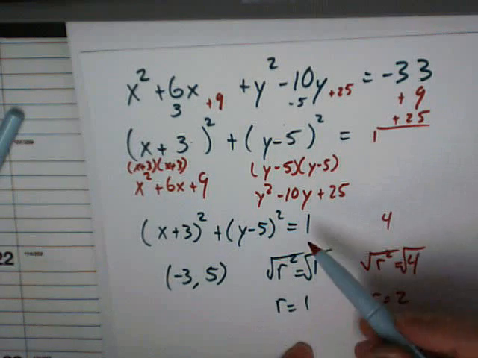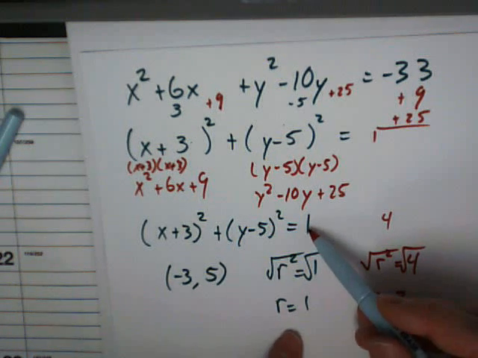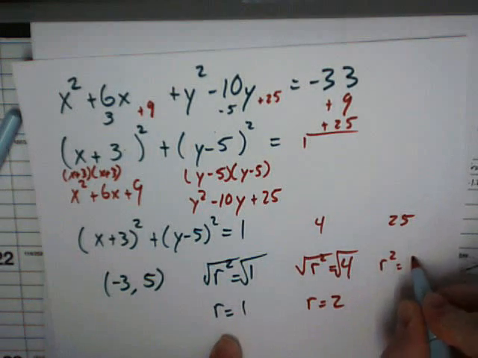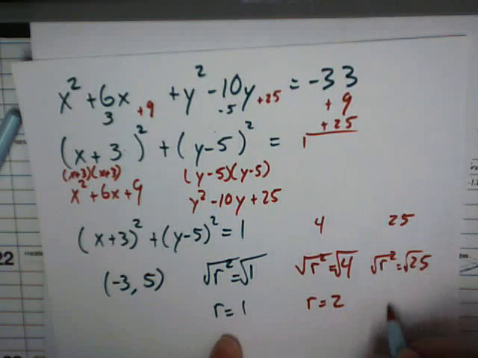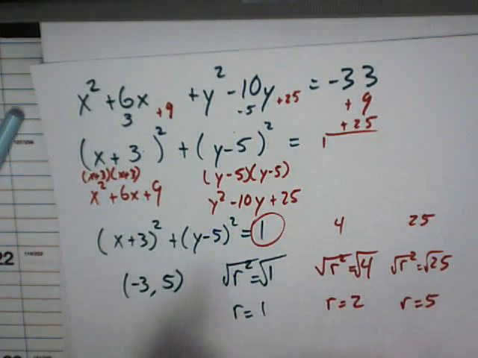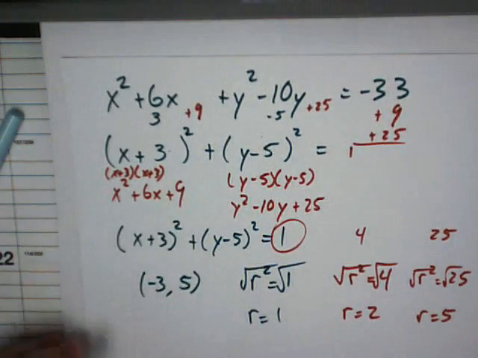So that's a big what if. What if that number is not 1? If it was 16? If it was 25? Well, the r squared value is 25. You have to take a square root to find the radius, which is 5. So whatever that number is right here, you take the square root of that to tell you what the radius is.